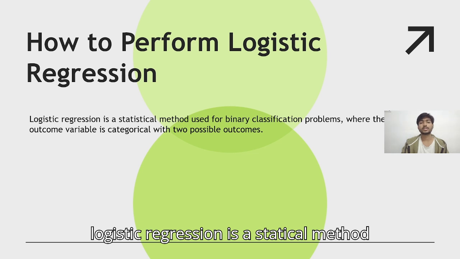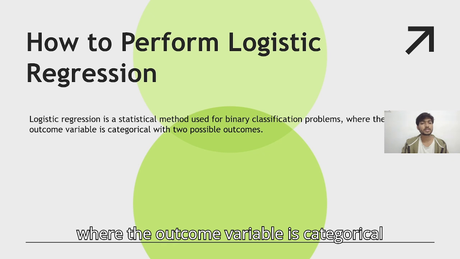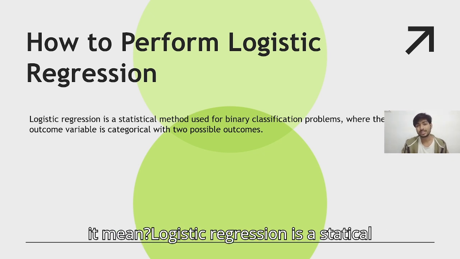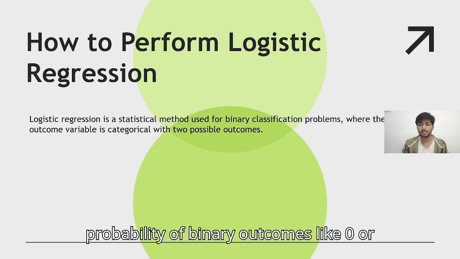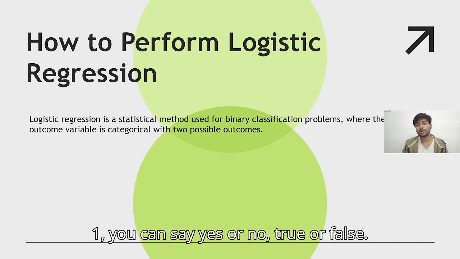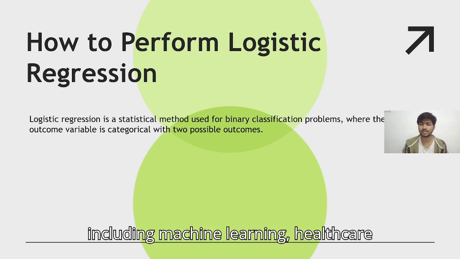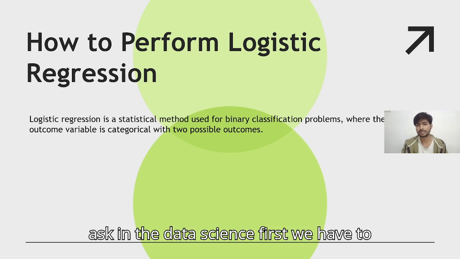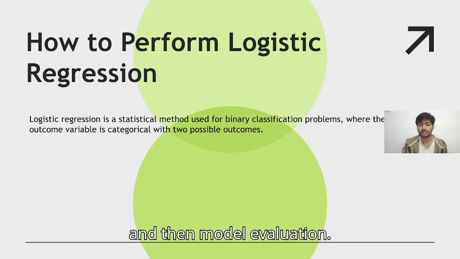Logistic regression is a statistical method used for binary classification problems where the outcome variable is categorical with two possible outcomes. So what does it mean? Logistic regression is a statistical method used to model the probability of binary outcomes like a 0 or a 1. You can say yes or no, true or false. It's widely used in various fields including machine learning, healthcare and finance. So first, in data science, we have to prepare our data, then do the model building, and then the model evaluation.